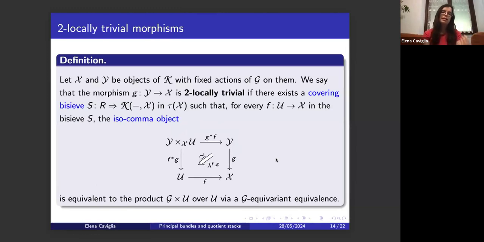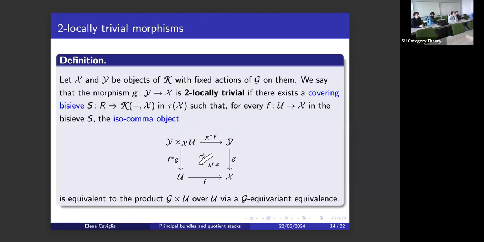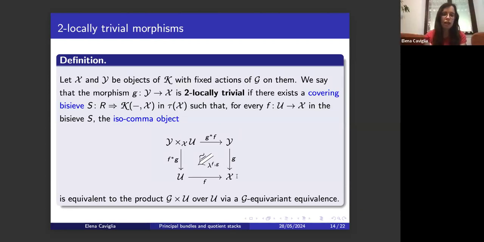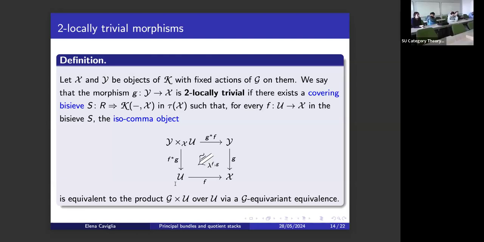So we say that G is two locally trivial if we can find a covering by sieve such that every time we compute the isocomma object, this time of G along a morphism in the sieve, what we get is equivalent to a product. So the idea again is just that we upgrade pullback with isocomma object and everything still works.